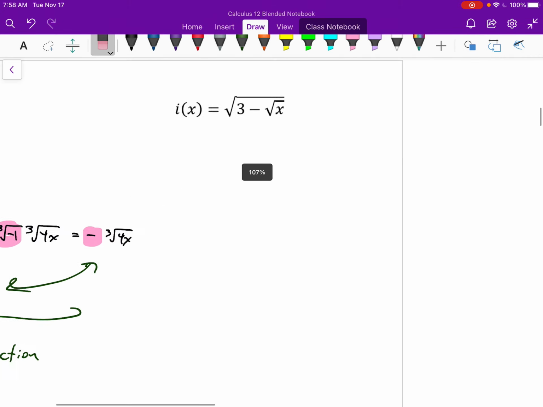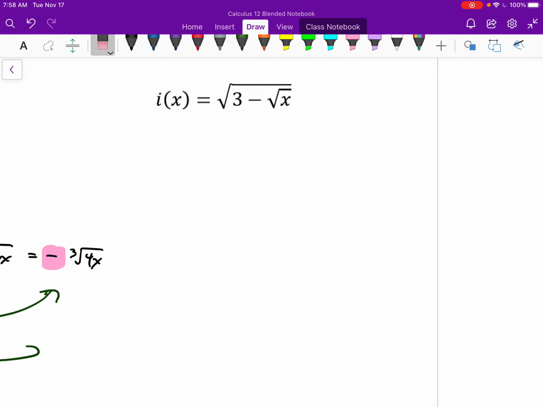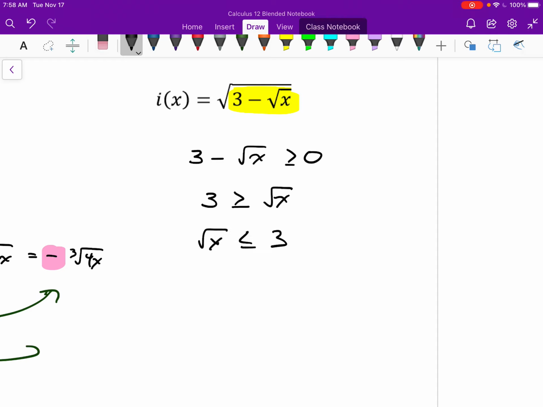And so let's look at this last function, i of x. First, let's find the domain. Now, this is pretty tricky because I have a radical inside a radical. So one thing I have to take into account is all of this right here, and that is that 3 minus root x, all of that has to be greater than or equal to 0. Which means 3 must be greater than or equal to root x. Or I could say root x must be less than or equal to 3. It's all the same thing. All that comes from what I have inside the radical.